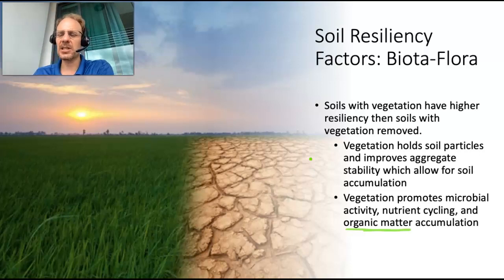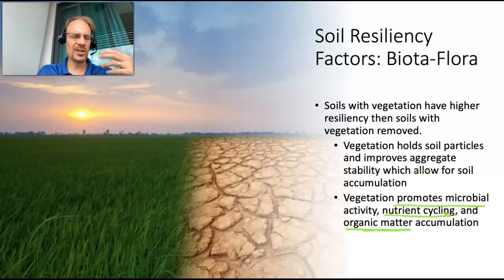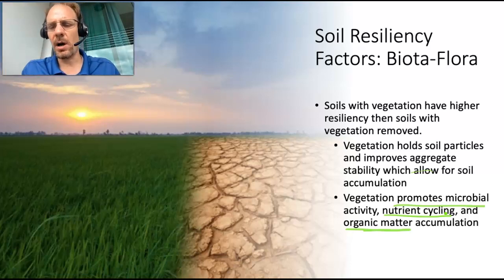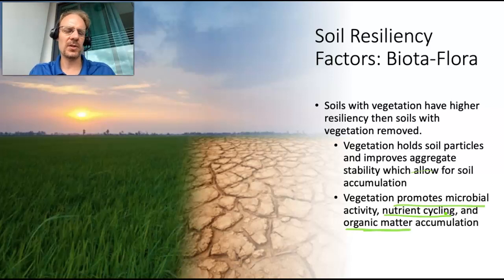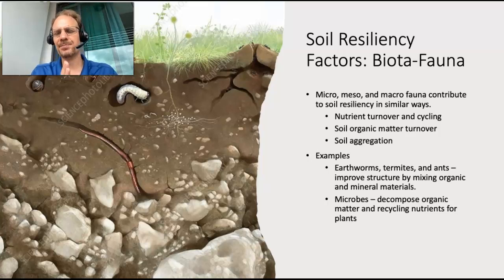Additionally, vegetation and microbial activity promote nutrient cycling. And when we start cycling our nutrients, we have more biomass, more plants can grow, and further increase the organic matter, the aggregate stability, the protection of the soil. So definitely biota and flora have an influence on this.